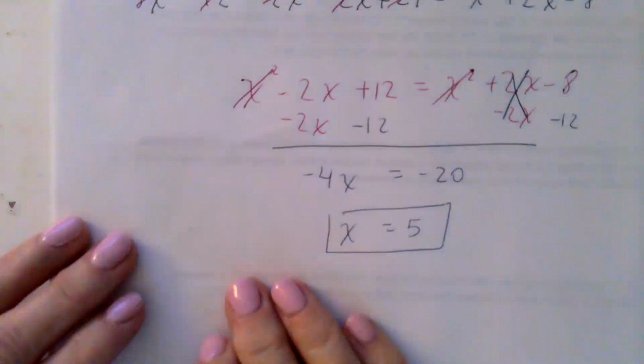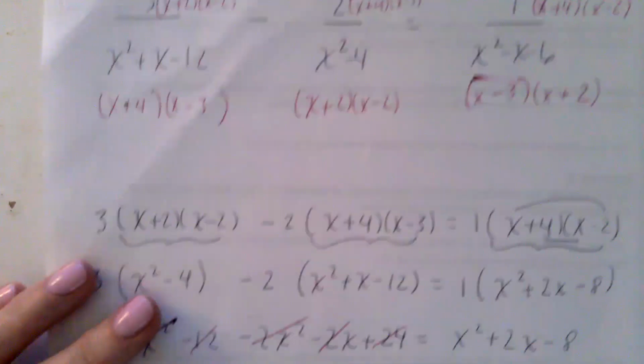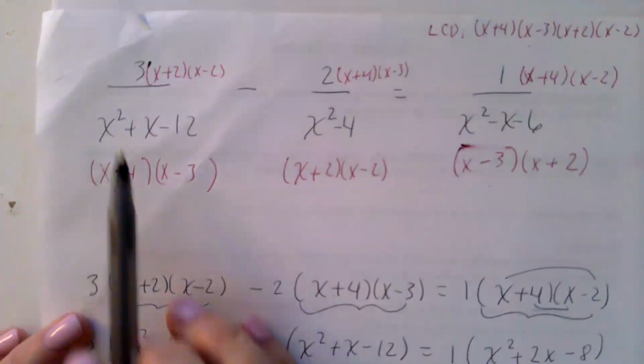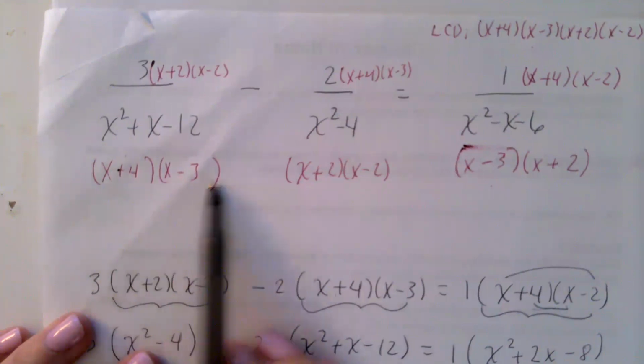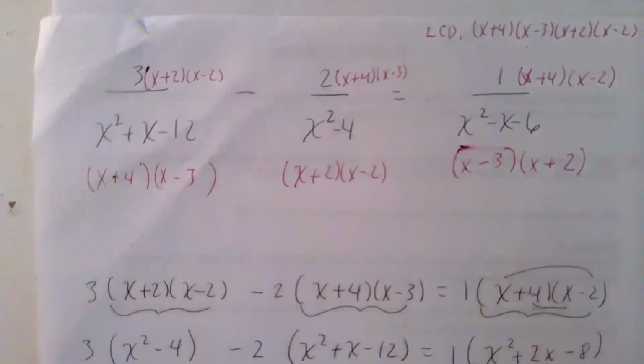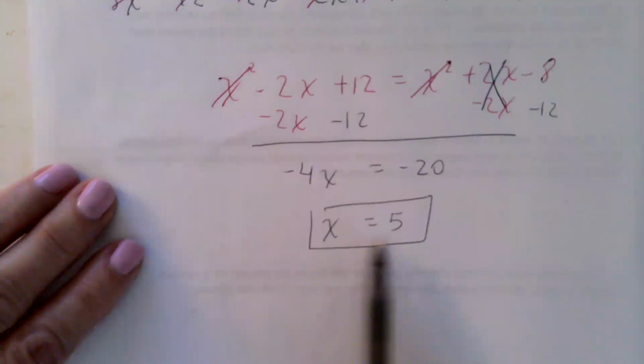And we just have to make sure that a 5 is not going to cause any of our original denominators to result in an undefined fraction. So it should not affect any of these. So our solution should be x equals 5.